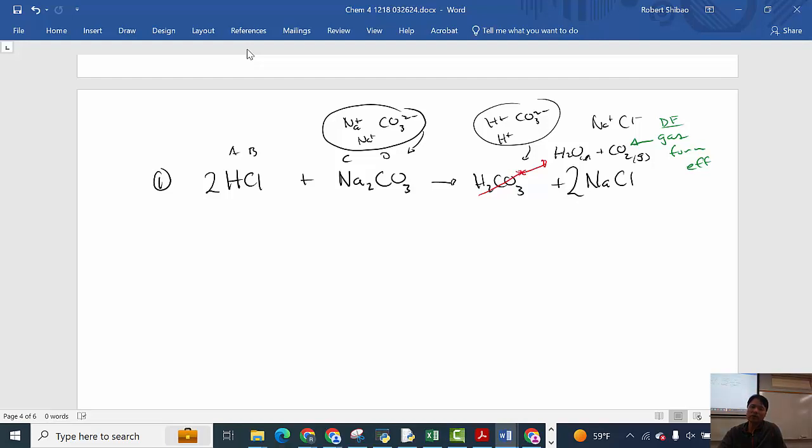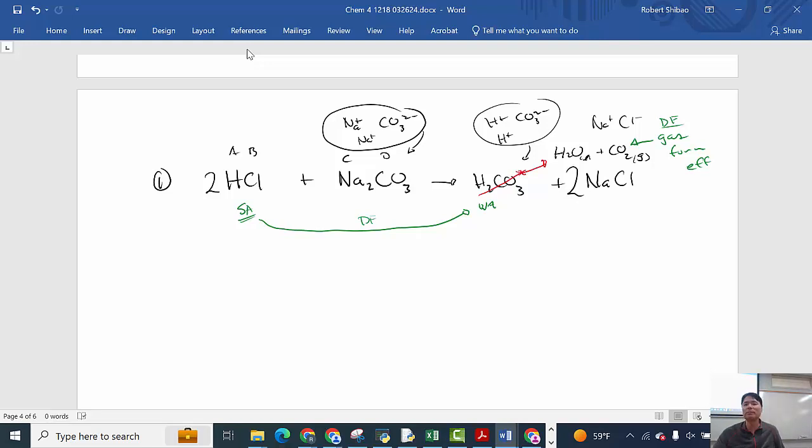What's the other driving force? Yeah, stronger acid. It doesn't have to be strong, it just has to be stronger. HCl happens to be a strong acid, but it doesn't have to be. We just have to go from a stronger acid to a weaker acid, WA, and that will be our second driving force. So we have two driving forces here.